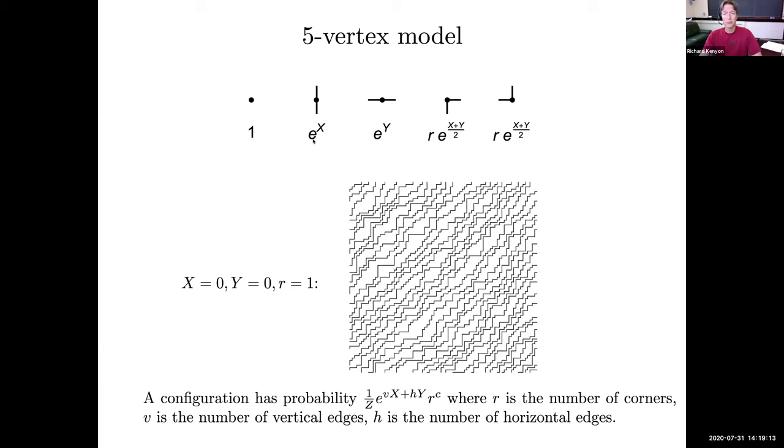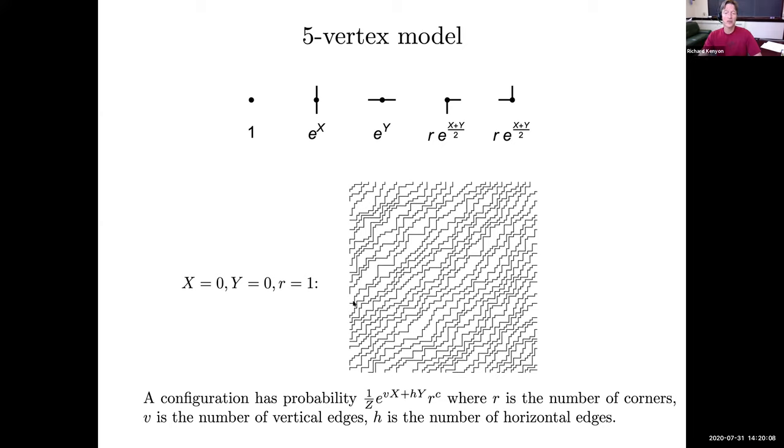And we're going to call the parameters e to the x for this configuration, e to the y, and then r e to the x plus y over two, and r e to the x plus y over two for the last two. What this means is that each corner gives us a weight r, but then X counts essentially the number of vertical line segments in our configuration, and Y counts the number of horizontal line segments. So for example, as at the bottom of the slide, a configuration has probability some constant 1 over Z times e to the Vx plus Hy times r to the C, where C is the number of corners, not R, sorry. And V is the number of vertical edges, and H is the number of horizontal edges in the picture here.